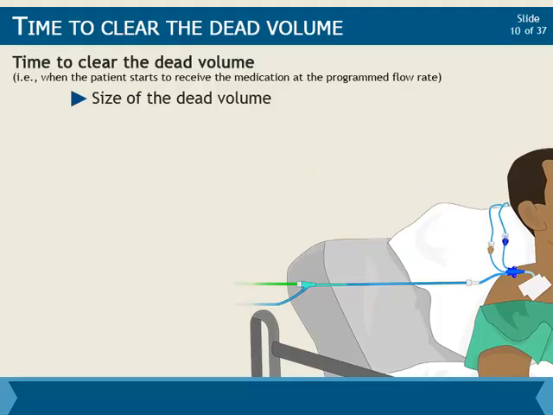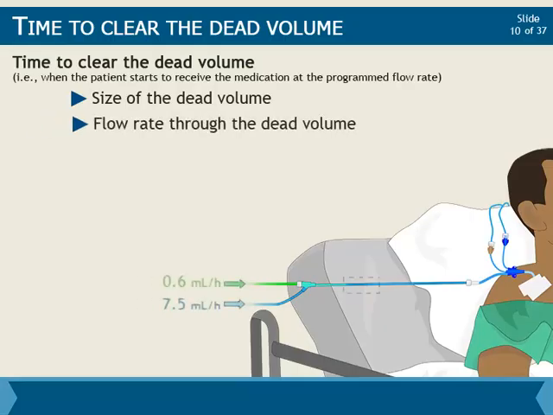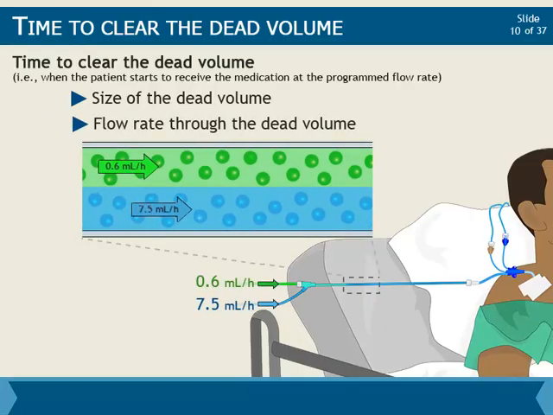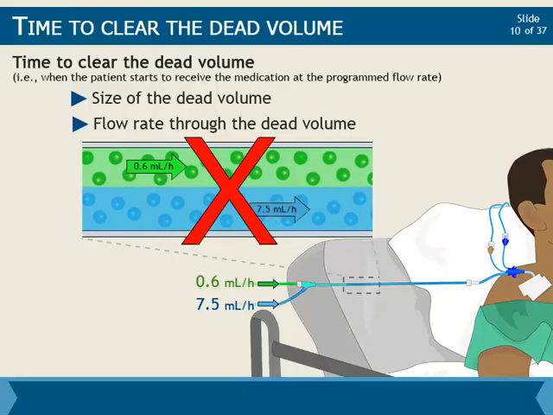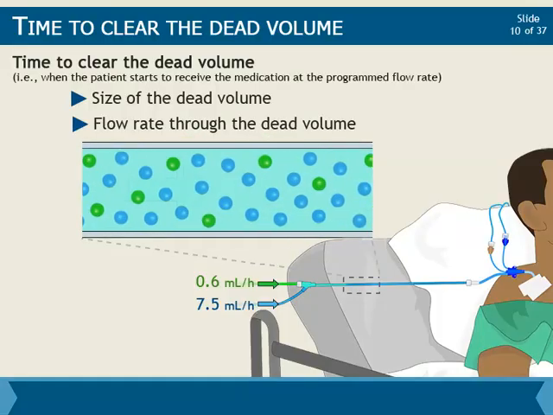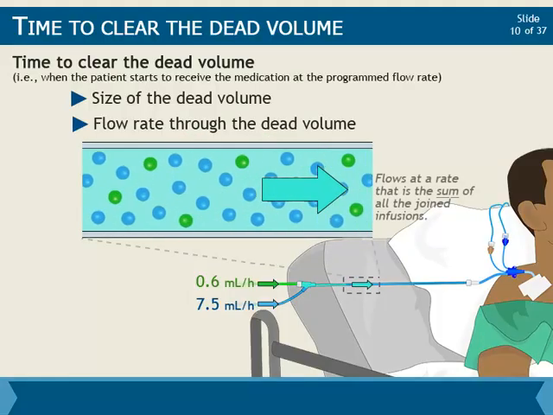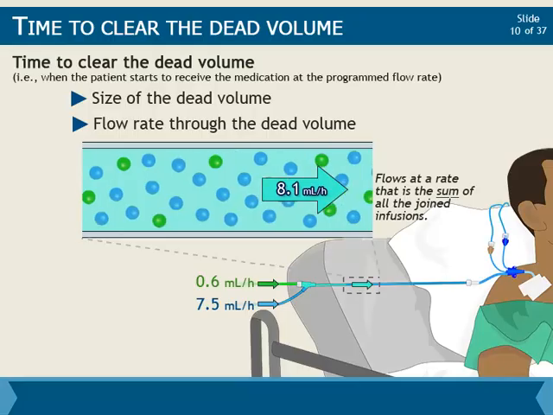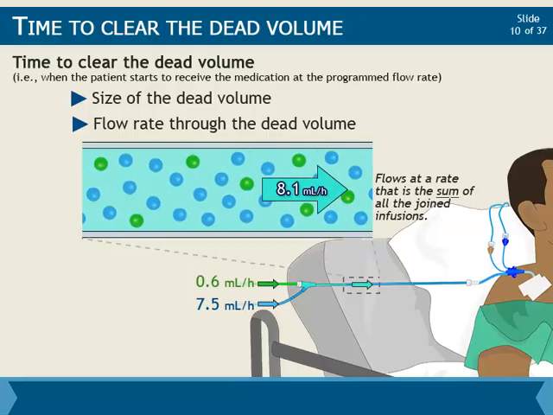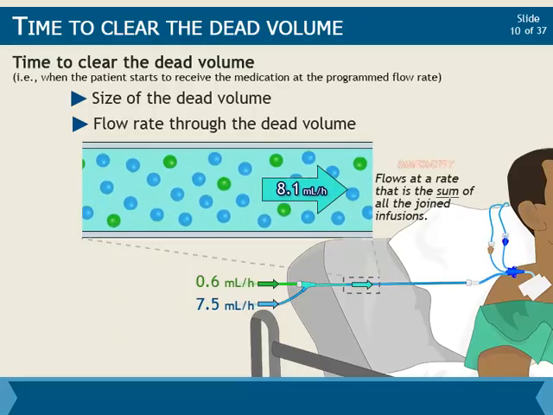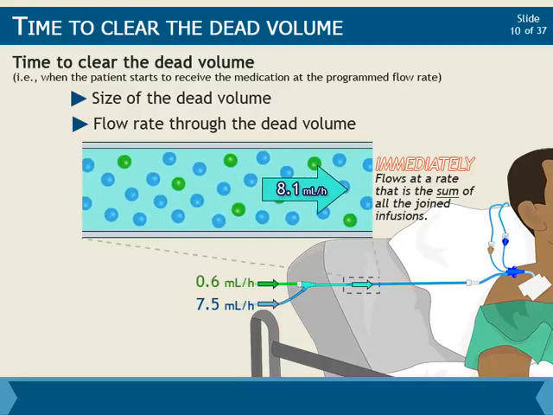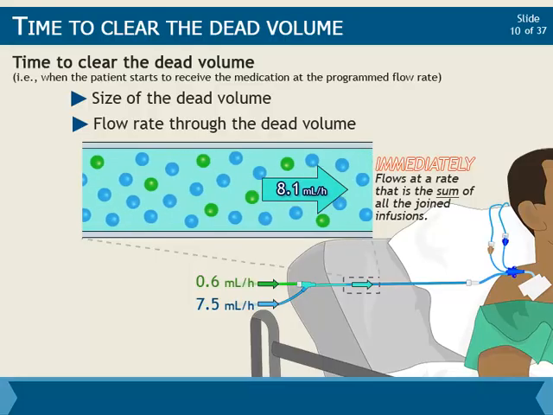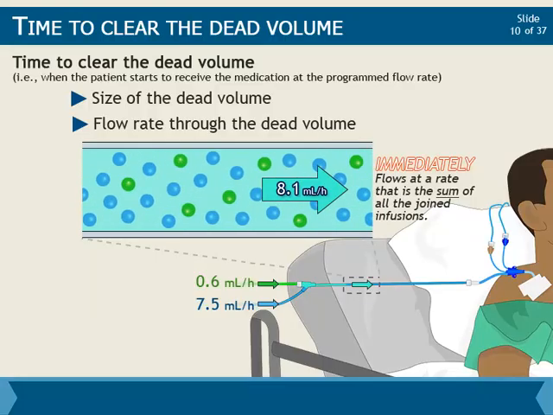The time to clear the dead volume is also dependent on the flow rate through the dead volume. Individual fluids within the dead volume do not flow as separate, independent fluids. As the medications flow into the dead volume, they mix, and the mix flows at a rate that is the sum of all the joined infusions. This flow rate change occurs immediately whenever an infusion is added, removed, or the flow rate changed. The slower this flow rate, the slower the dead volume is cleared.